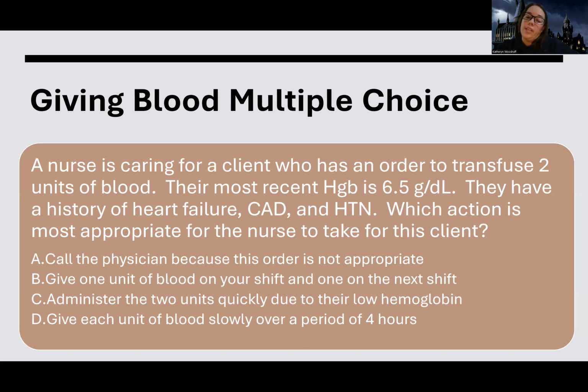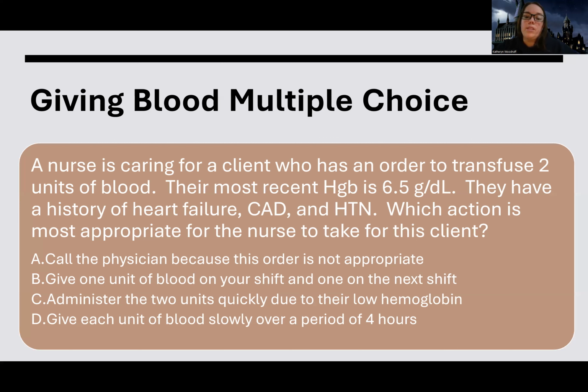Administer the 2 units quickly due to their low hemoglobin. For most patients, this would make sense. I would want to get it done quickly so that I can get them starting to feel better. But because of their history of heart failure, I don't think it's appropriate to give it that fast. Then last but not least, it says give each unit of blood slowly over a period of 4 hours. Out of all these choices, this sounds like the most appropriate. I'm going to give each unit of blood slowly over a period of 4 hours.